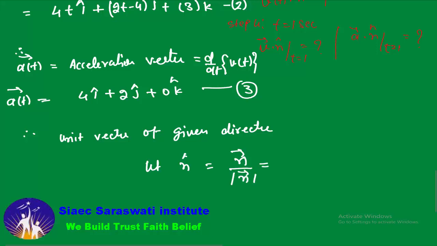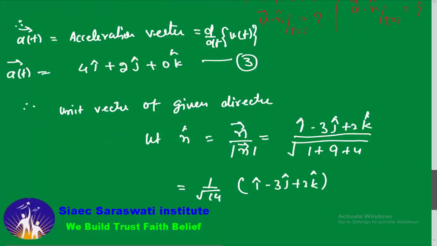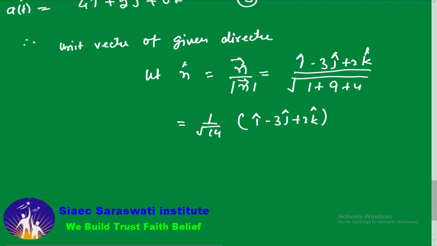The given vector is in the direction of i minus 3j plus 2k. So the magnitude will be 1 plus 9 plus 4, that is 14. So finally it will be 1 upon root 14 times (i minus 3j) plus 2k. Okay, so we got the magnitude vector.